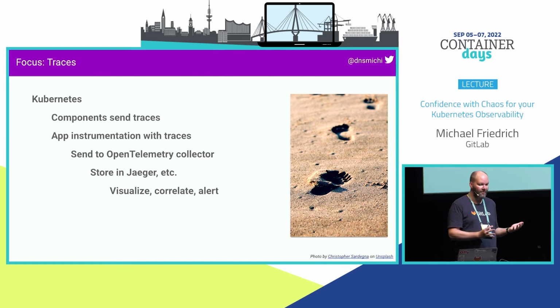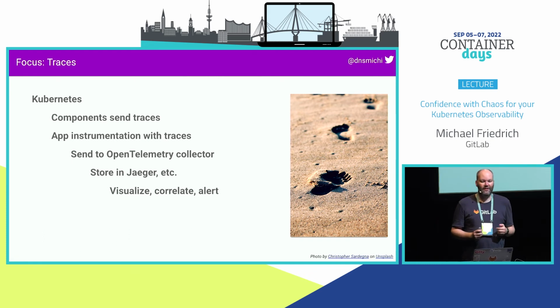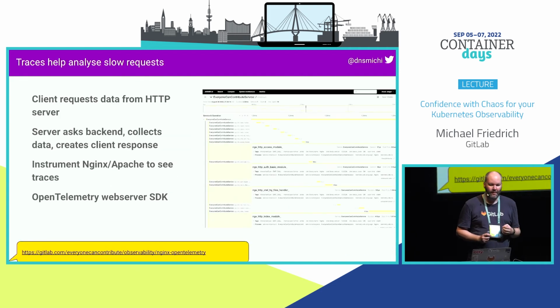So in Kubernetes, the components can send traces. There are certain patches upstream already available, which you can enable. And the application can get instrumented with traces, being sent to the OpenTelemetry collector, stored in Jaeger, and we can use it to visualize, correlate, and alert.